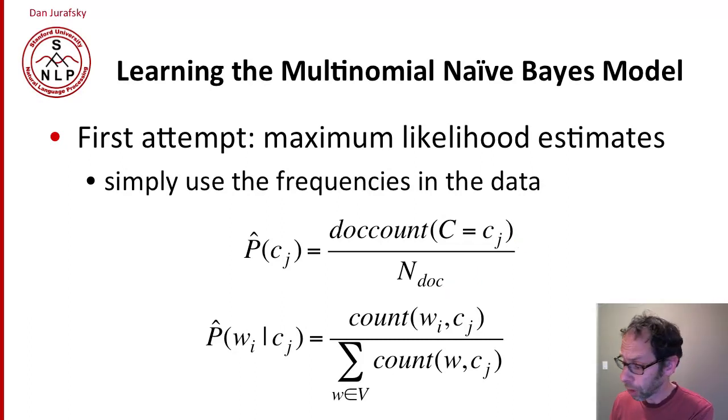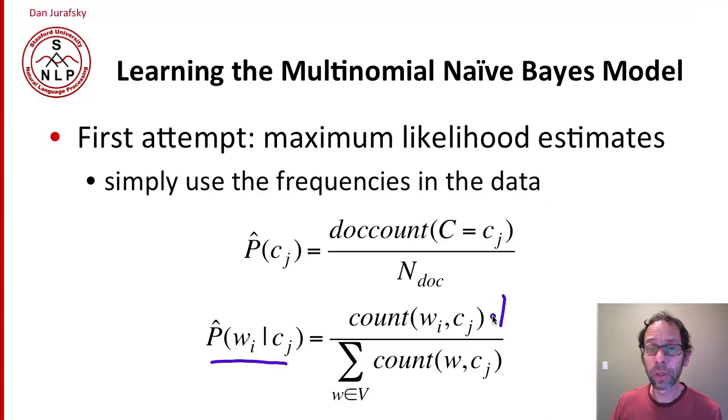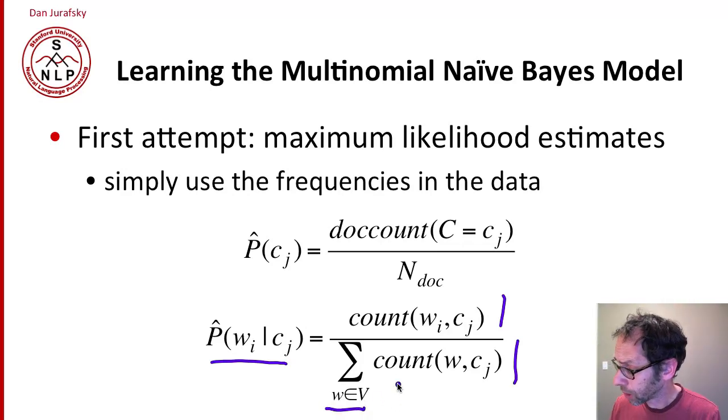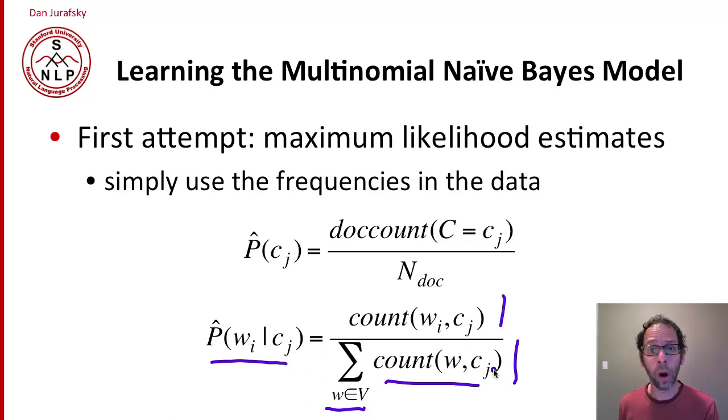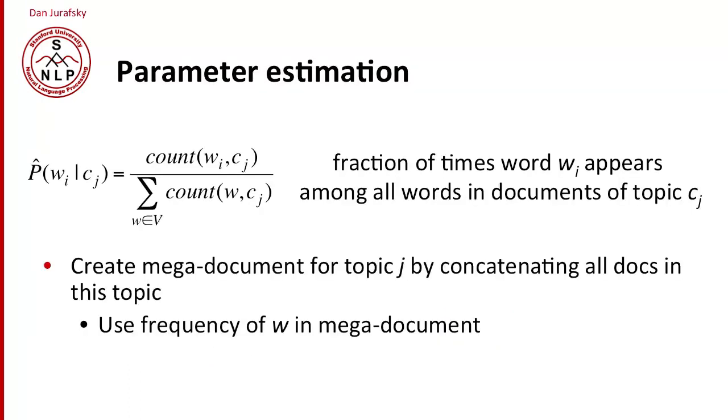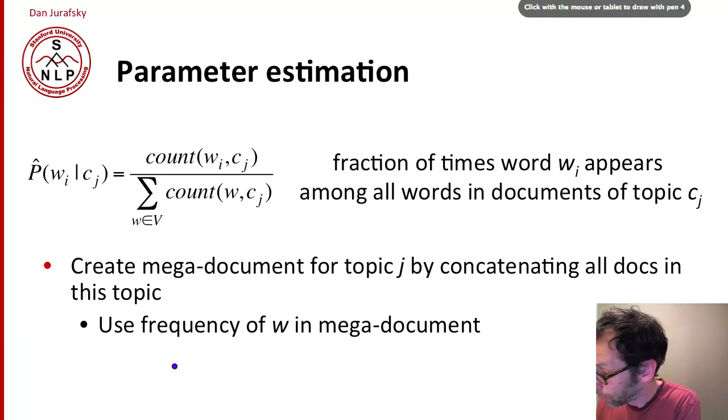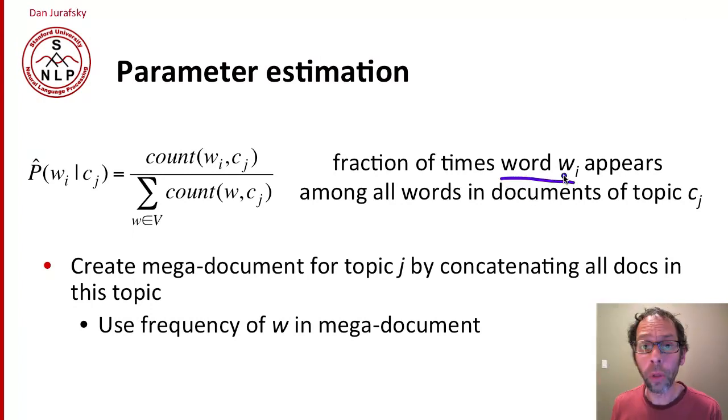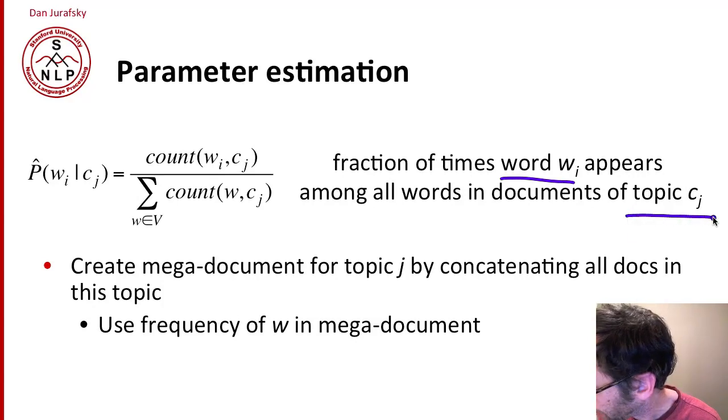For the likelihood, the probability of word sub i given class sub j, we count the number of times word sub i occurs in documents of class j, and we normalize by the total number of words in class j, so the sum over all the words in the vocabulary of the count of those words in documents of class j. So out of all the words in documents of class j, how many of them are our particular word sub i we're looking at? So we're going to compute the fraction of times a word w_i appears among all the words in the documents of this particular topic c_j.